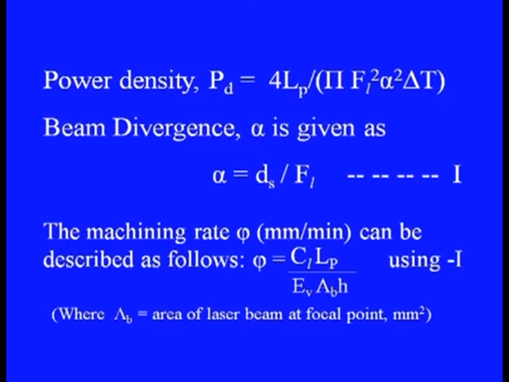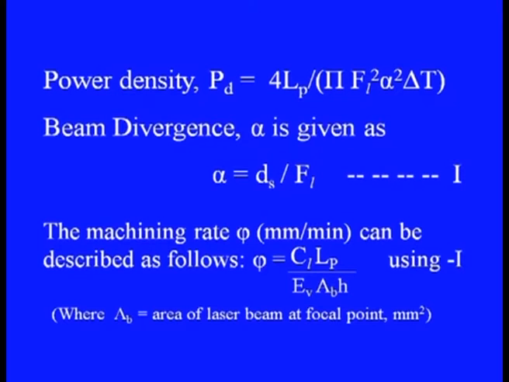The power density of the laser beam per unit time is given by P d, and this P d is defined as 4 times L p divided by pi f L square alpha square into del t, whereas beam divergence alpha is defined as d s by f L.